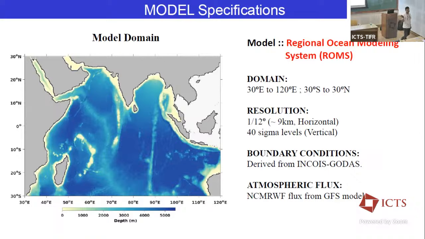Also, this ocean model needs to be forced with atmospheric fluxes. We get those fluxes from NCMRWF. Okay? Have you guys heard of NCMRWF? National Centre for Medium Range Weather Forecasting in Noida.